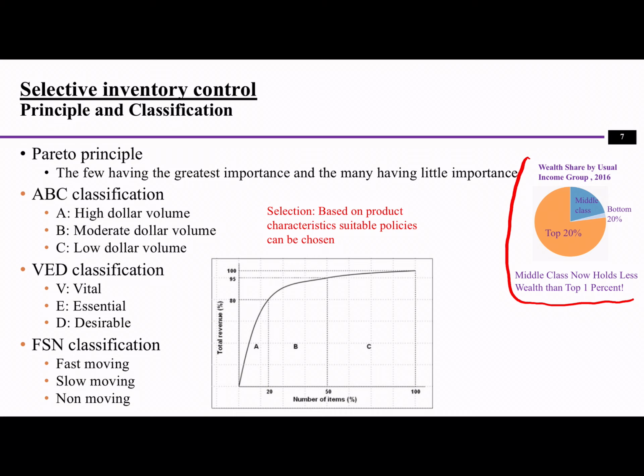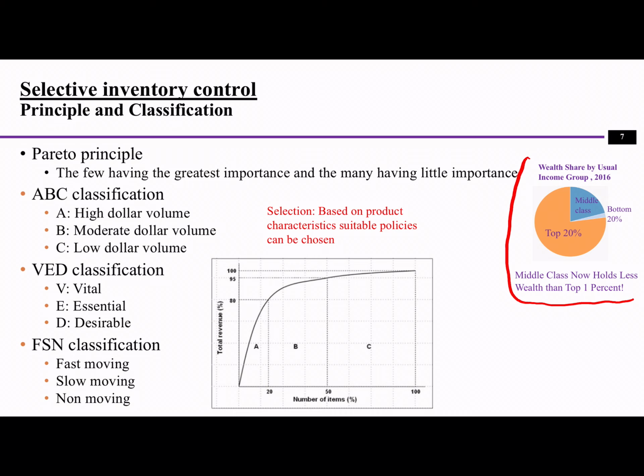All right, another type of classification is ABC classification. This is based on the dollar volume. You can categorize them as high dollar volume, moderate dollar volume, and low dollar volume. Another type of classification is VED, which is vital, essential, desirable, depending on how you want to define vital, essential, and desirable. Another type is FSM: fast moving, slow moving, and non moving.